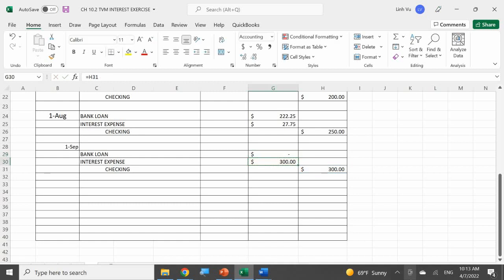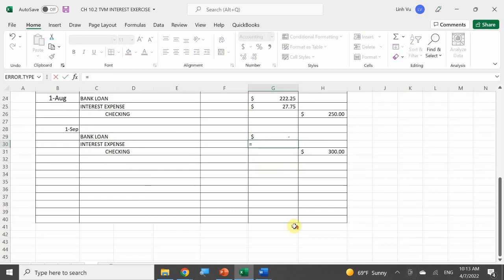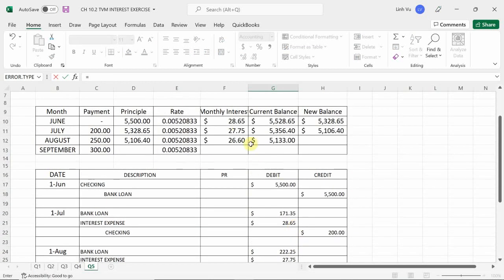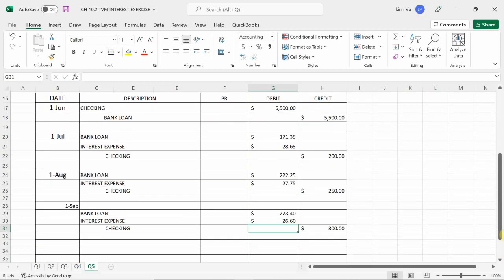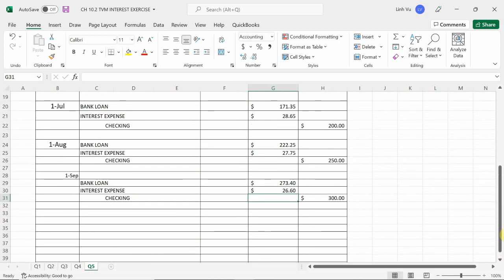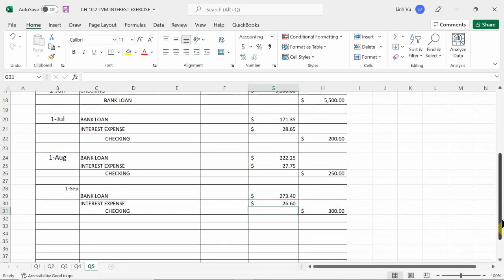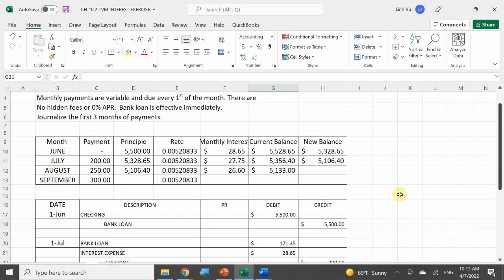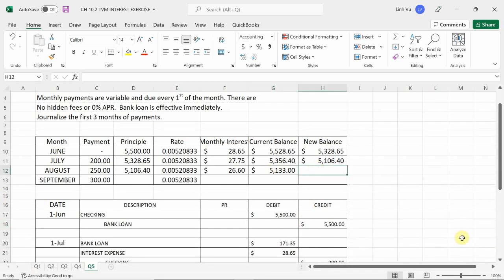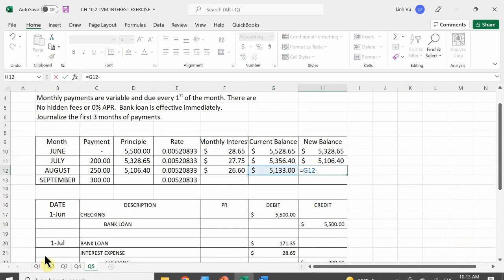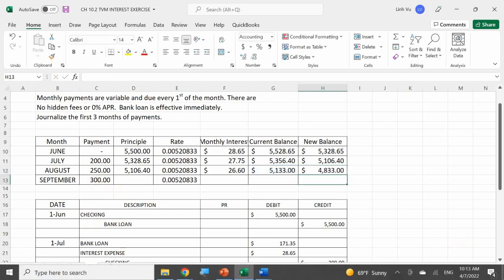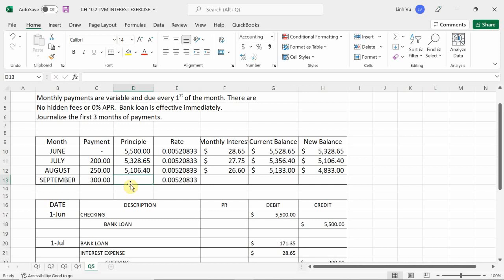Oh wait, hold on. My interest is supposed to be this number here, the 26.60. So that means $273.40 is actually going to go towards my principal. Then you're going to do the same calculation here. You're going to calculate that you made a payment of $300, so your new balance is going to be $4,800, and then of course you just plug this number in and solve for the interest that you're going to be charged in September.